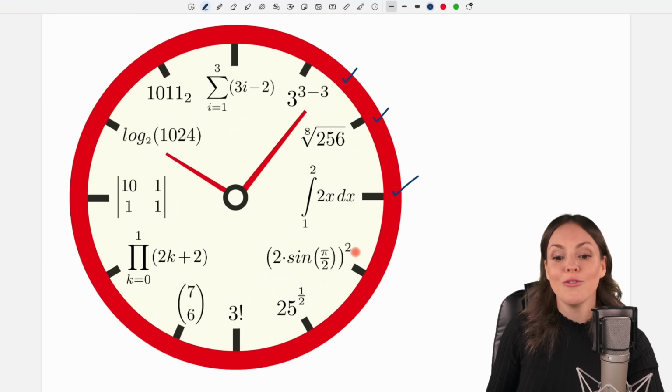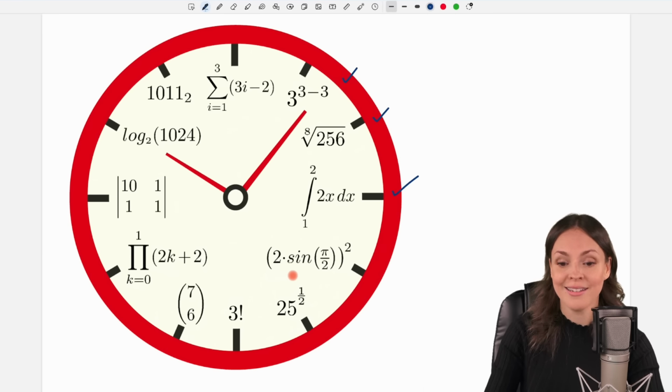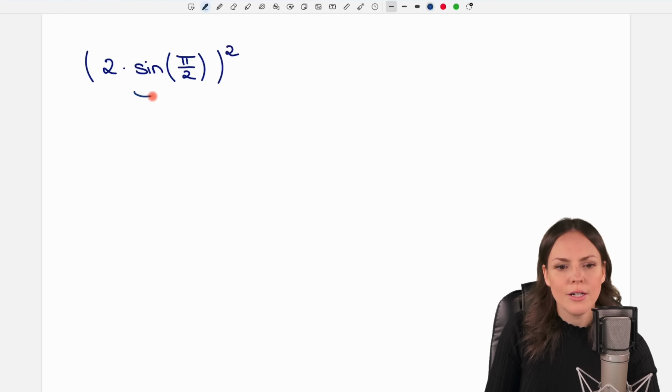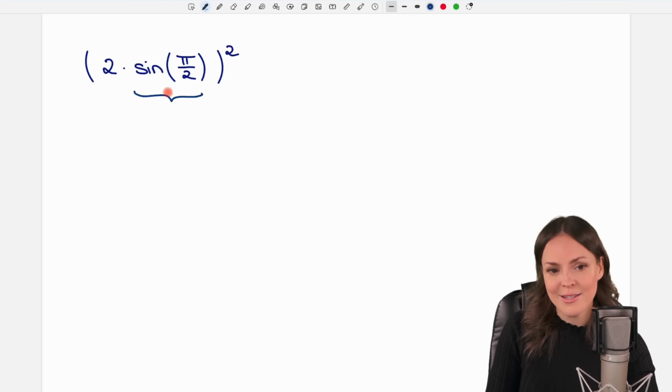Perfect. 4 o'clock. Okay, the sine. 2 times the sine of pi over 2 and all of this squared. Maybe we start with the sine of pi over 2 first, which is also the most difficult thing in here. Some of you might have this value in their heads. Some of you might not.